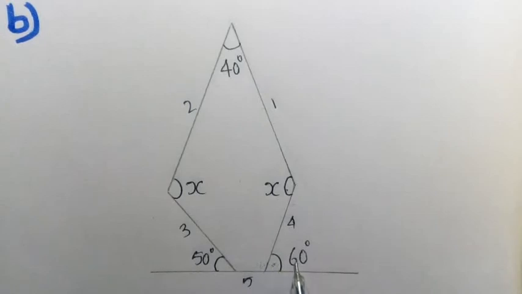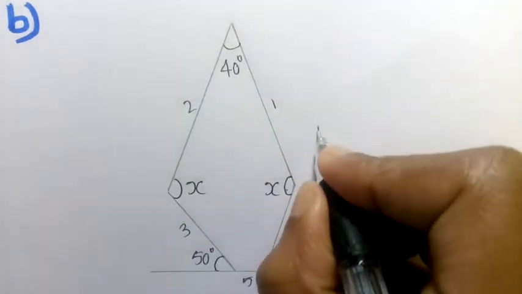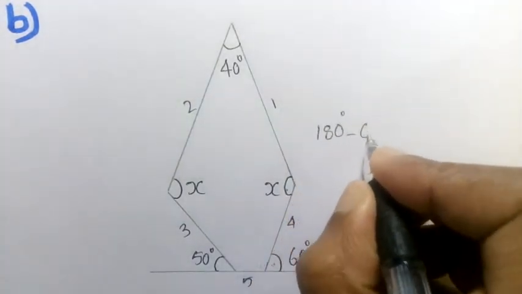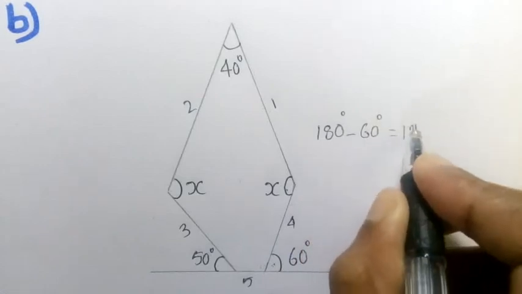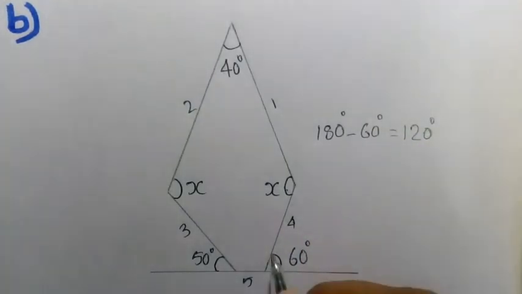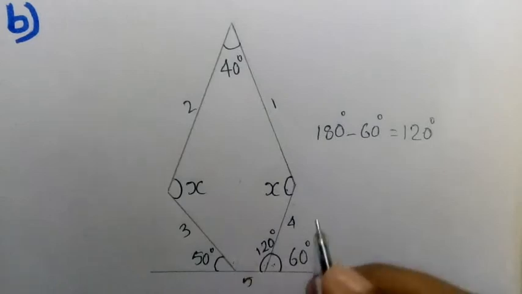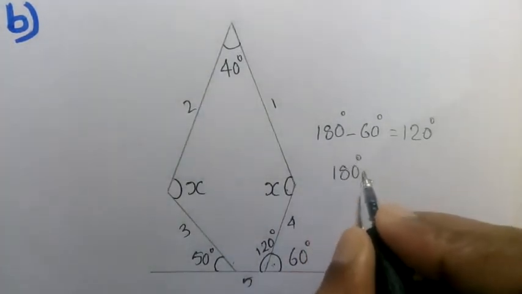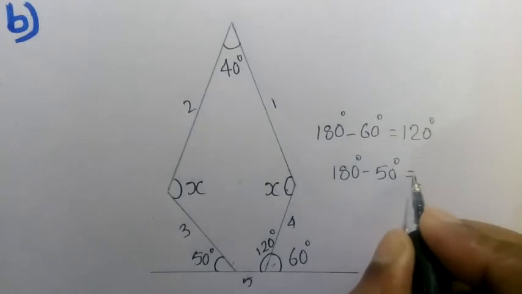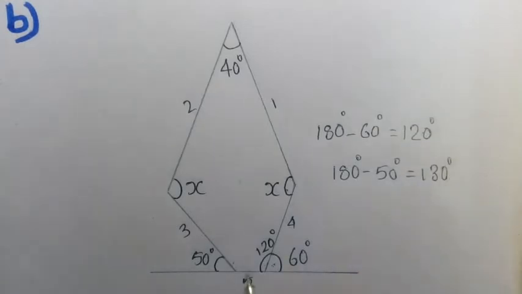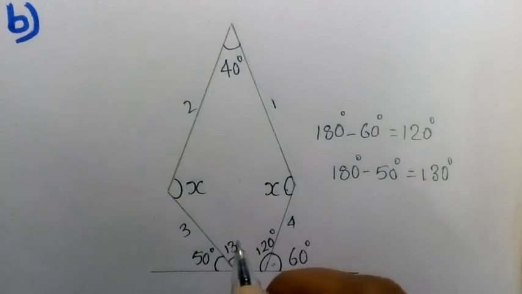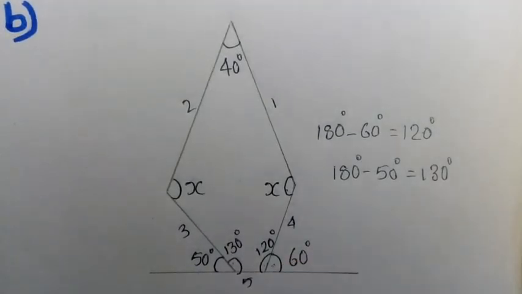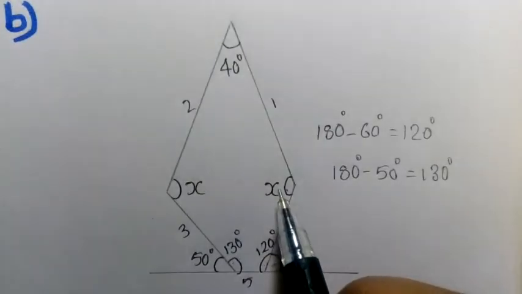One angle is 60 degree. So the other angle is equal to 180 degree minus 60 degree is equal to 120 degree. So this angle is 120 degree. Similarly, these two angles are linear pair. One angle is 50 degree. So the other angle is equal to 180 degree minus 50 degree is equal to 130 degree. So this angle is 130 degree. Now we have all the interior angles in this pentagon.